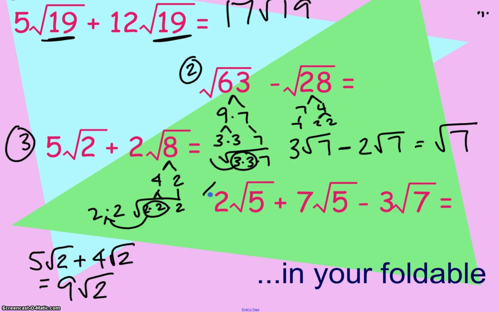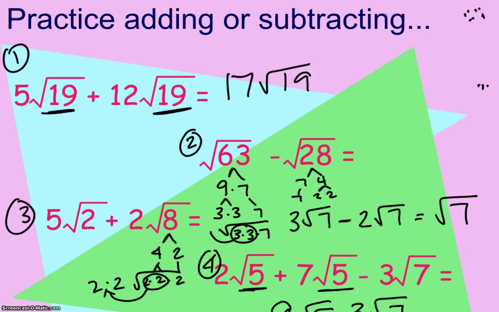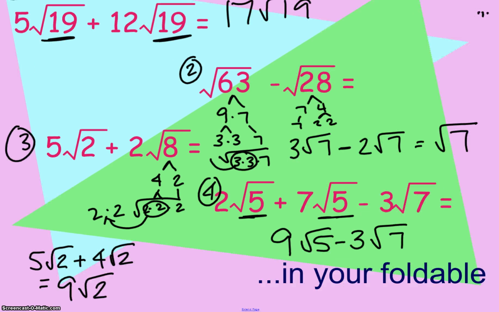Now look at example number 4. You should have it written. This is prime, so I don't need to simplify it. This is prime, so I don't need to simplify it. And this is prime, so I don't need to simplify it. But I know I can combine these terms, so I have 9 square root of 5 minus 3 square root of 7. So, adding and subtracting radicals is easy peasy.